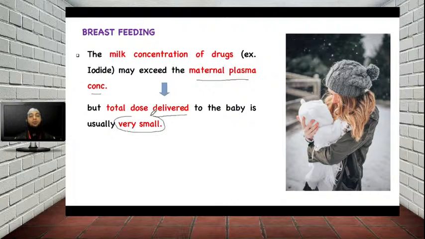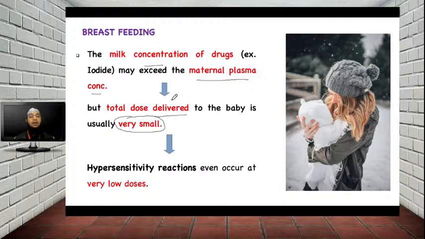Although a large amount of the drug remains in the milk, the dose which the child receives through consuming the mother's milk is always very small. But although the dose is very small, it is not safe, because sometimes even a very small dose of the drug can produce a hypersensitivity reaction. To produce a hypersensitivity reaction, it is not necessary that the child gets a high dose of the drug. Even at a very low dose, the drug can produce a hypersensitivity reaction in the child. So although the dose received is less, the child is suffering from a hypersensitivity reaction.